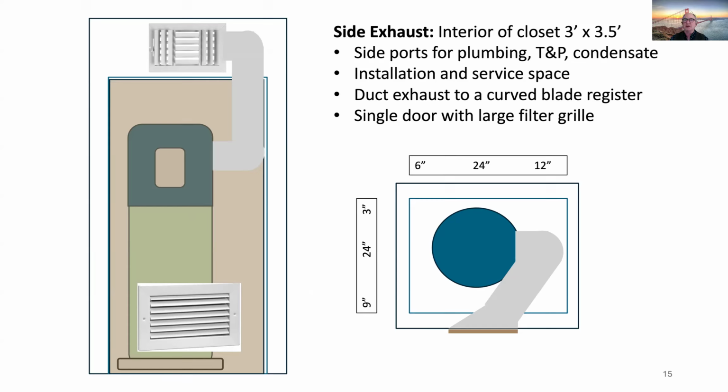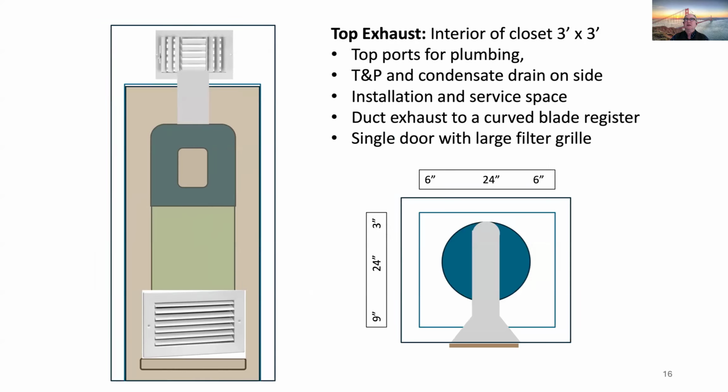We're going to have a single door opening, a single door, and a single filter grill for the return, actually for the intake air. And here, this is a top exhaust where the interior of the closet is now the smallest, roughly 3 by 3, all top ports for plumbing, all top ports for air exhaust, and the single door with a large filter grill. The same exhaust opening has been used in all 3 cases, the same exhaust grill.